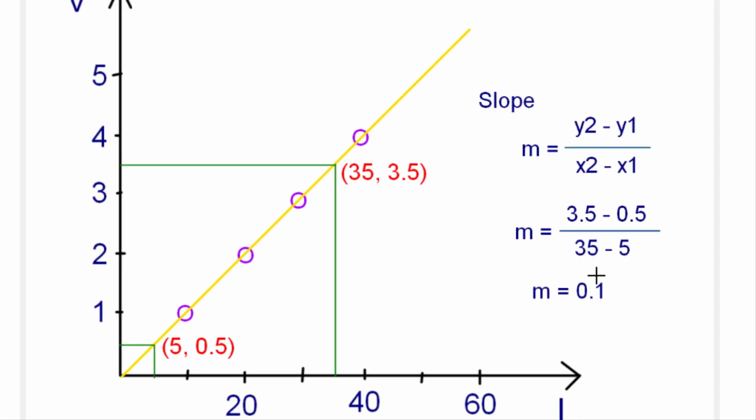So the slope is 0.1. When you find the slope, we get this value as 0.1.